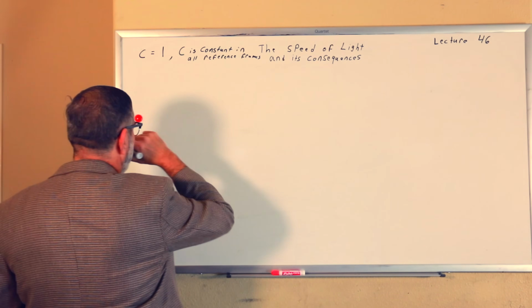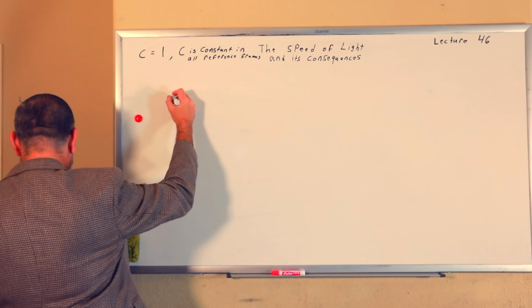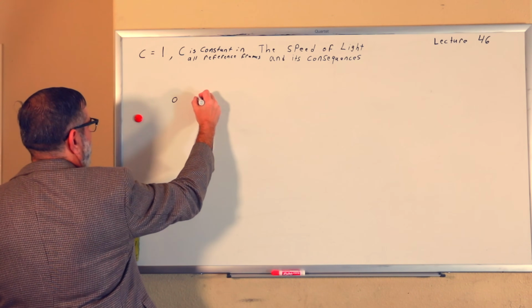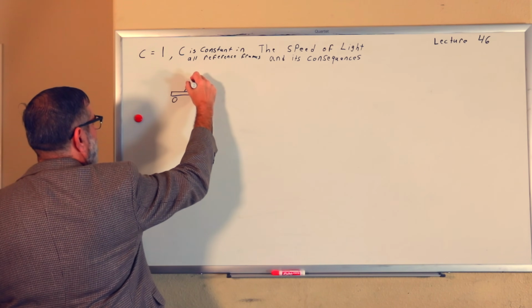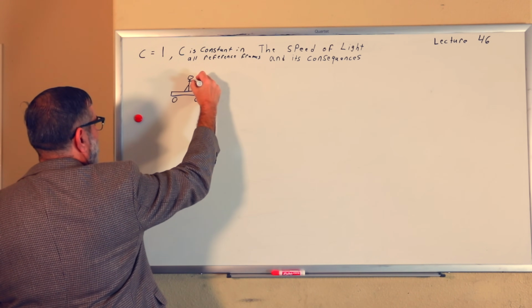Now, this is kind of funny, though, if you think about it. Think about what we talked about yesterday. I'm going to write an abbreviated version of our train. We'll put a guy on it, and he's going to throw a baseball.